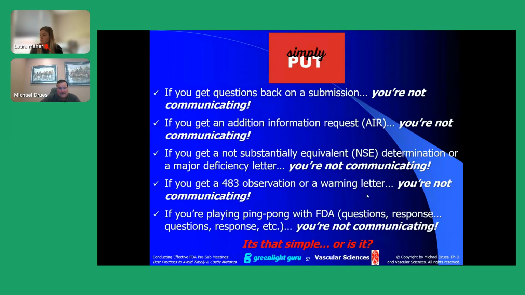And last and certainly not least, if you're playing this ridiculous back and forth ping pong with FDA, you submit something to them, they send it back to you, you respond to them, blah, blah, blah, which is a total and utter and complete waste of time, in my opinion. You're not communicating. It's that simple, or is it?